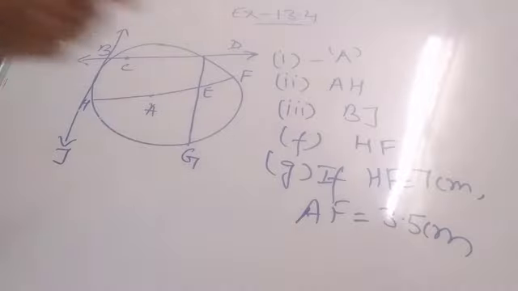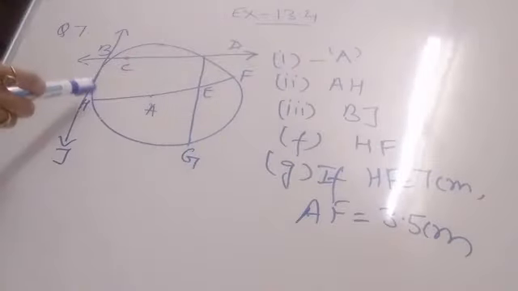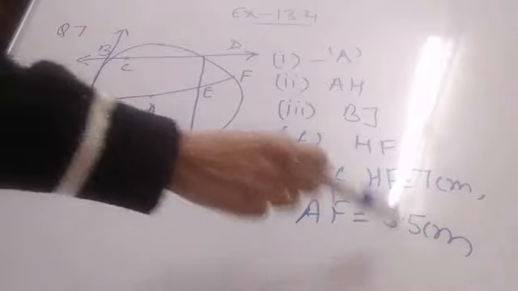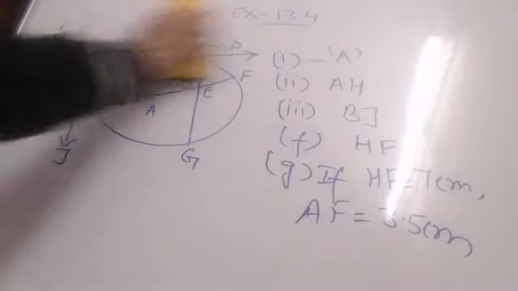Then G part is, if HF is 7 centimeter, what will be the value of AF? You know that HF is the diameter, and you know the relation, radius is always half of the diameter. So AF will be 3.5 centimeter. So with this we have completed exercise 13.4. And now we are going to start with unit 14, that is some basic geometrical ideas.